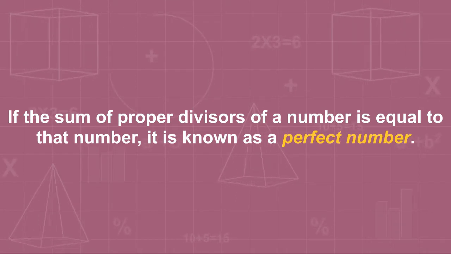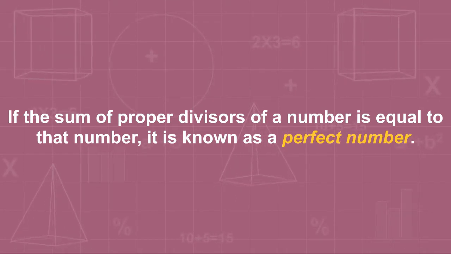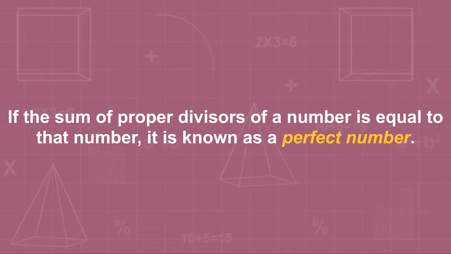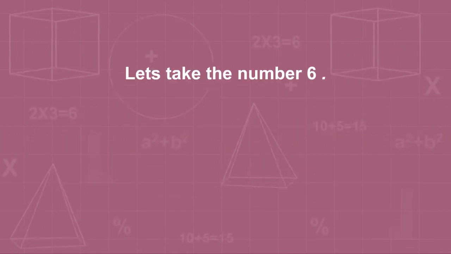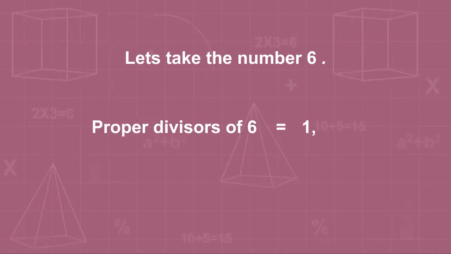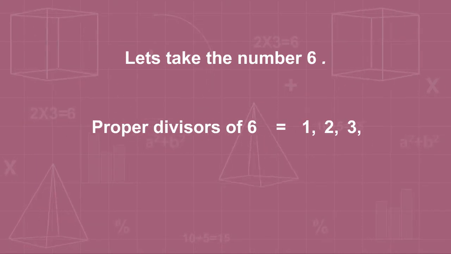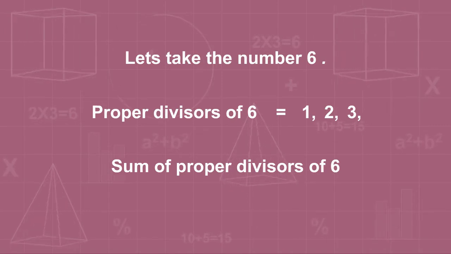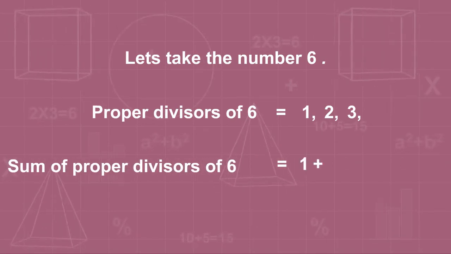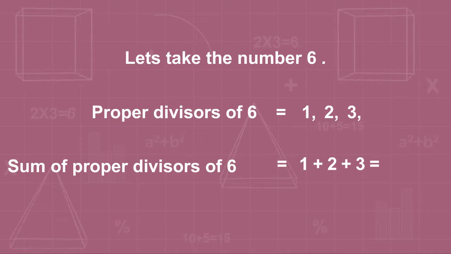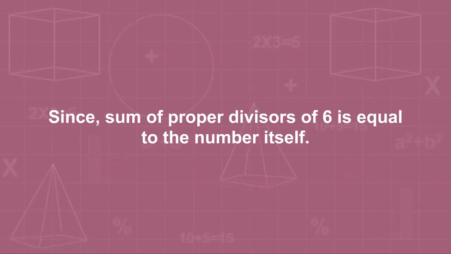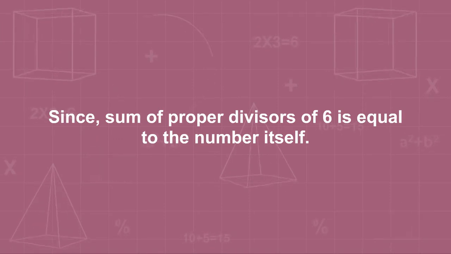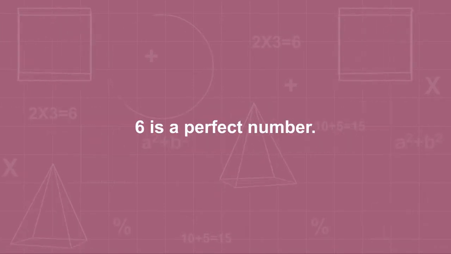If the sum of proper divisors of a number is equal to that number, it is known as a perfect number. Let's take the number 6. Proper divisors of 6 are 1, 2 and 3. The sum of proper divisors of 6 is 1 plus 2 plus 3, which is equal to 6. Since the sum of proper divisors of 6 is equal to the number itself, hence 6 is a perfect number.